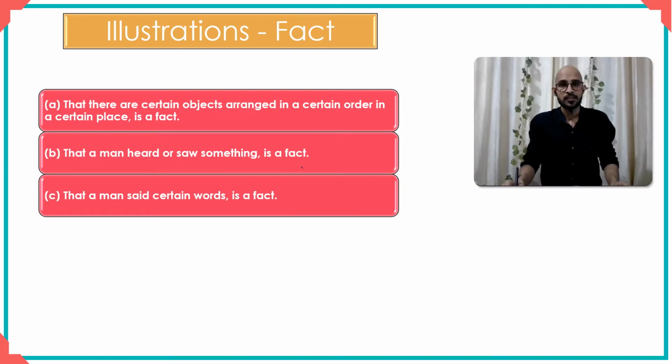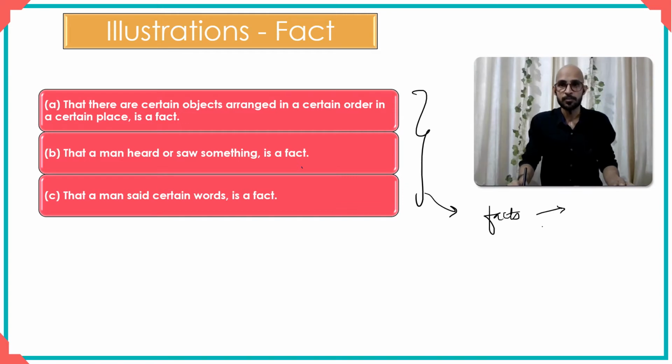That a man said certain words is a fact, right? So when he says it, again, it's physical. You can feel it, you can hear it. It is in that sense capable of being perceived by the senses, and those certain words are also a thing. Everything is a thing. So as you can see, all of these are matters of the past or the present, right? So the words were said, it's a matter of the past. Could you perceive it by the senses? Yes. So these are the illustrations in section 3 which correspond to facts.